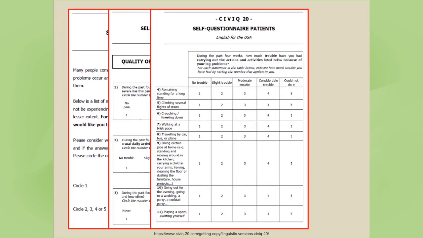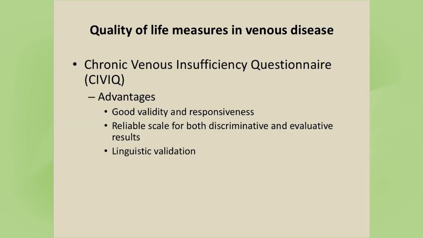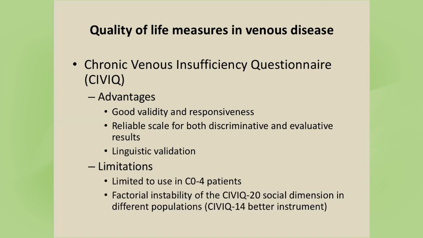So a total of 20 questions, and they're all scored from 1 through 5. Now, advantages of the CIVIQ instrument: it's got good validity and responsiveness. It's a reliable scale for both discriminative and evaluative results, and it has been linguistically validated.